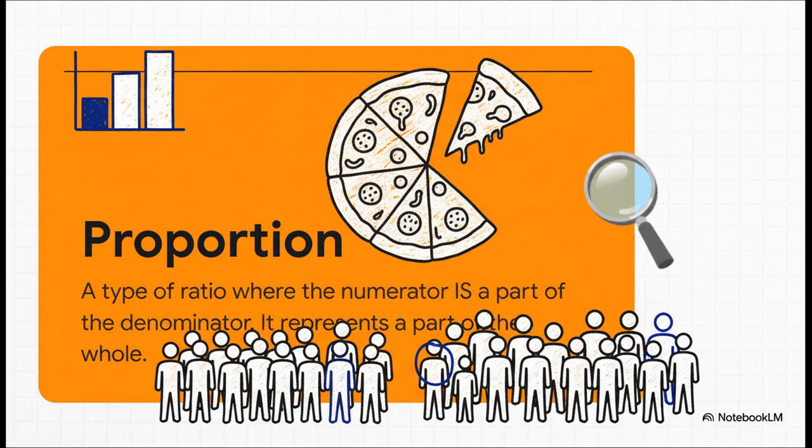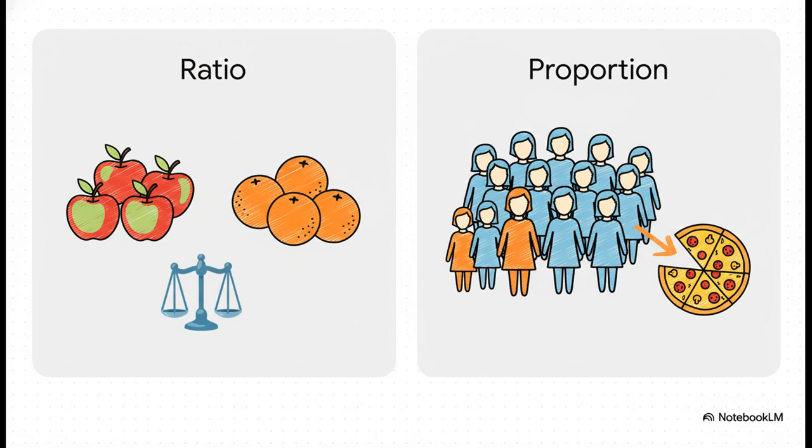So let's just nail this down because it's super important. With a ratio, you're comparing 2 separate things, like apples and oranges. But with a proportion, you're looking at one part of a whole, a slice of the pie. It seems like a small difference, but trust me, getting this right is absolutely crucial to understanding health stats correctly.